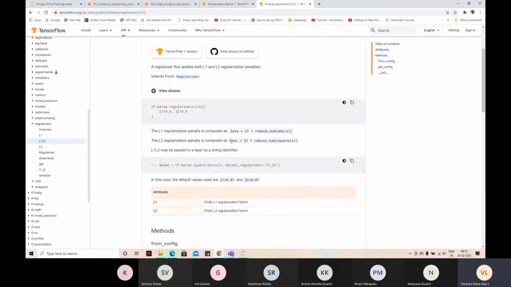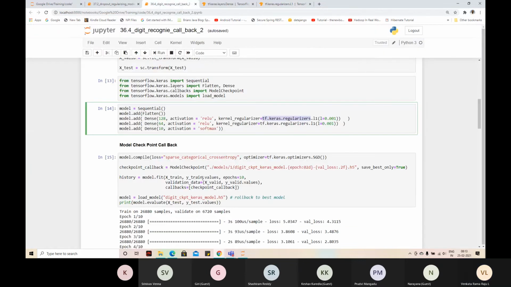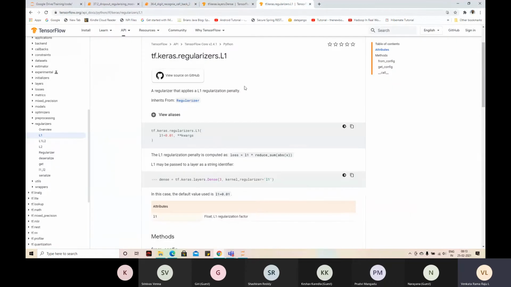See the functions here. Loss will be calculated when you apply them. Let us look at L1 first. When you apply L1, previously in 1.14 we had to calculate this manually on the cost function. When we were defining the cost function, we used to define it separately, adding that additional term. But in the new version they changed it. So loss equals L1 times reduce sum of absolute x.